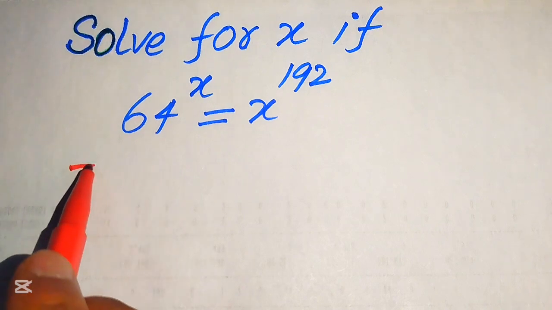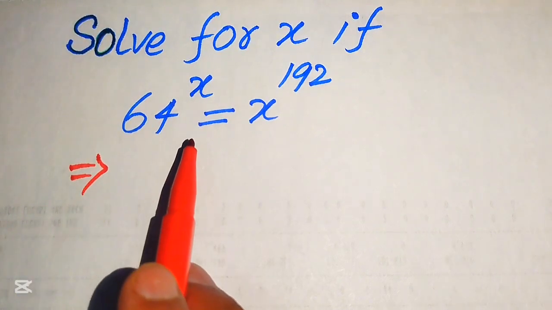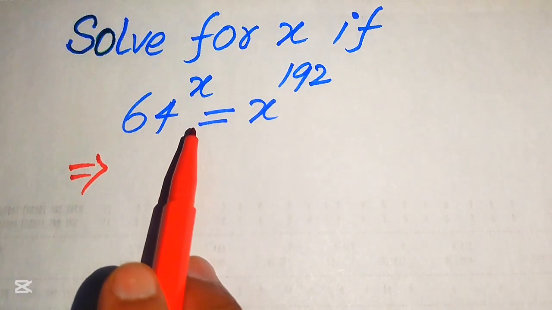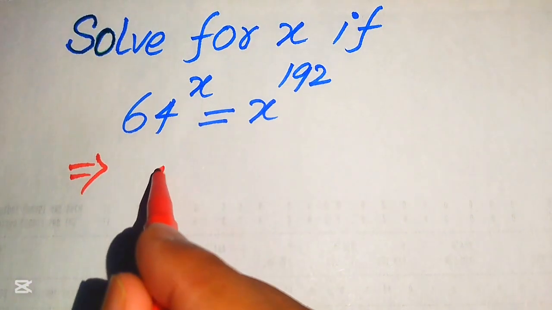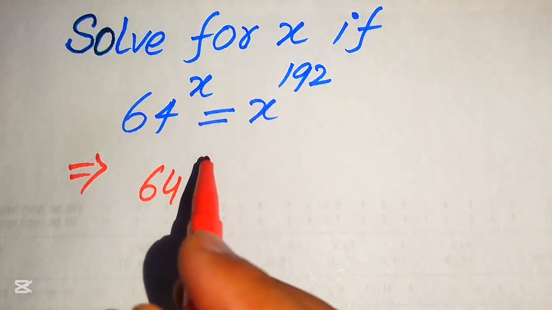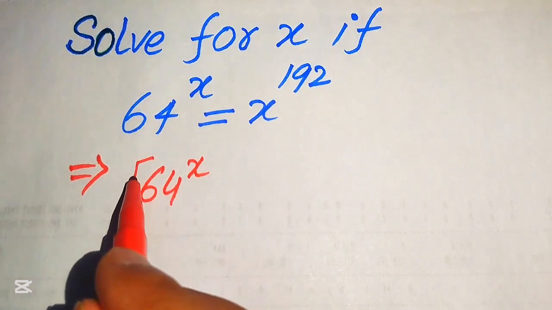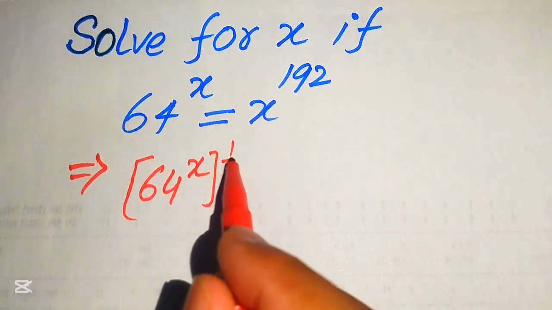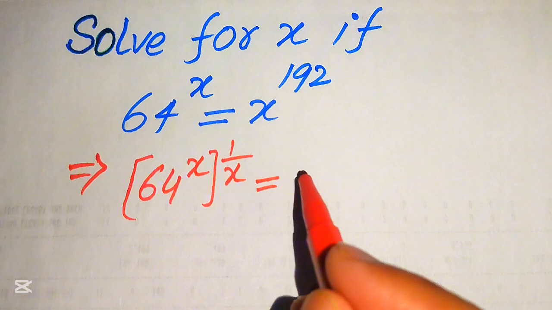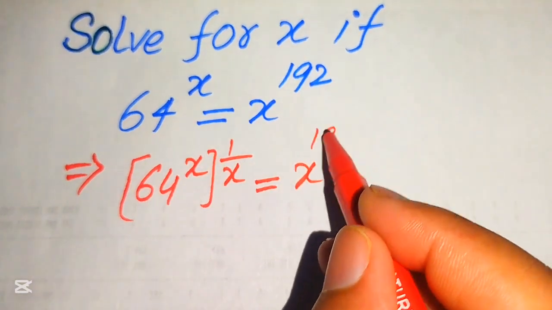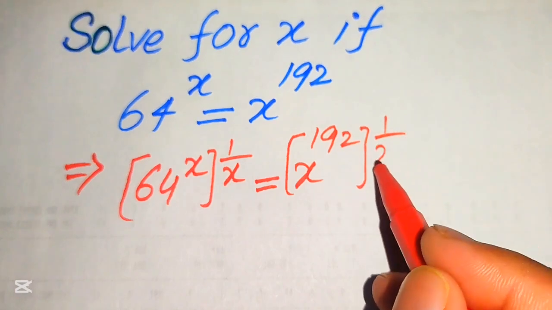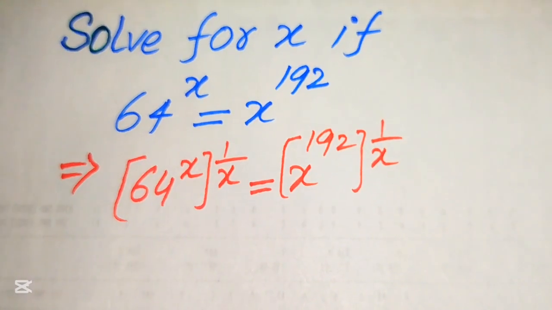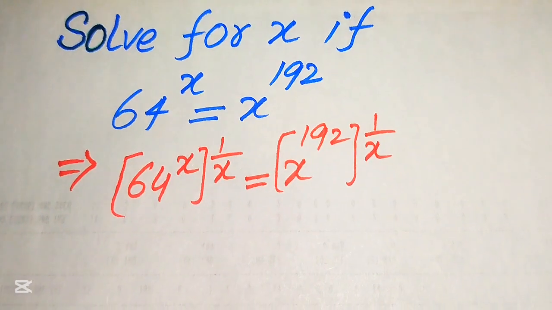For this we can first take the 1 over x power on both sides, for moving this x to the right hand side, and it will be written as 64 to the power of x, and its whole power is 1 over x, is equal to x to the power of 192, and its whole power is 1 over x. So we do this step only to move the variable term to the right hand side.